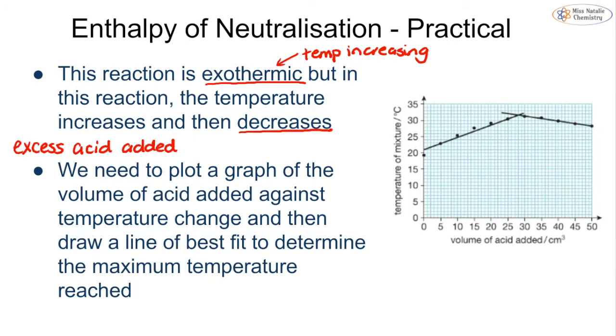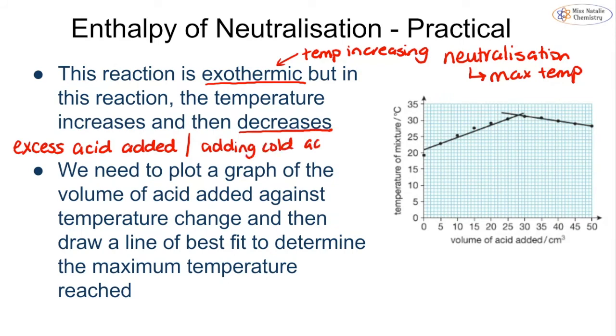Once we get the neutralization, that's going to be at our maximum temperature. Once the neutralization is complete, then all we are doing is adding cold acid to the alkali, and that accounts for the temperature of the alkali decreasing. So we have an increase in our temperature until we get to our neutralization point, and then we get a decrease. So when we plot this graph, what we do is we draw 2 lines of best fit.